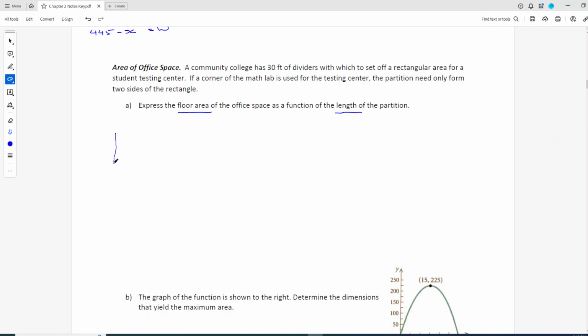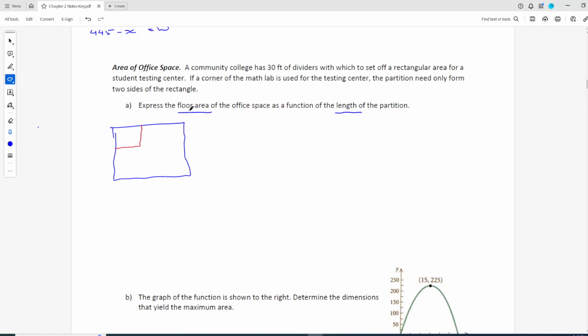So we've got a corner of the math lab, which is going to be set up with partition. So this is my rectangular math lab. But what's going to happen is that you only need two sides to be dividers. So let's see if we can set this up. So here's my little picture.